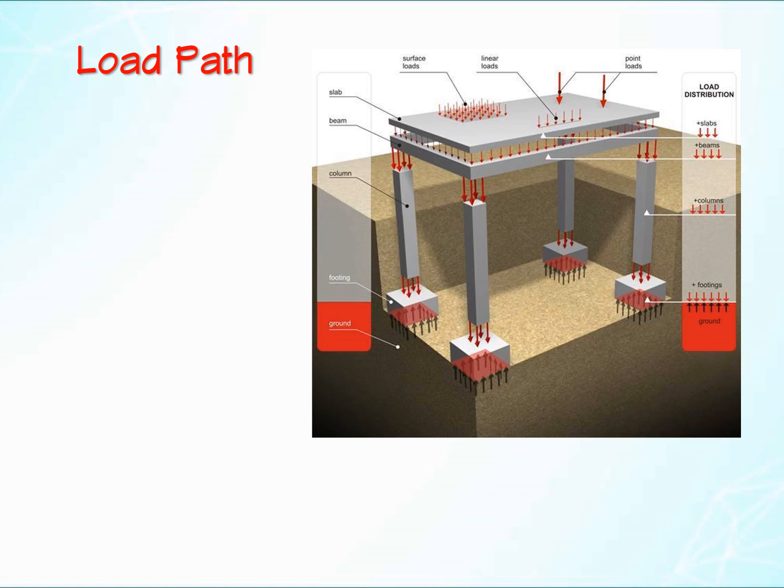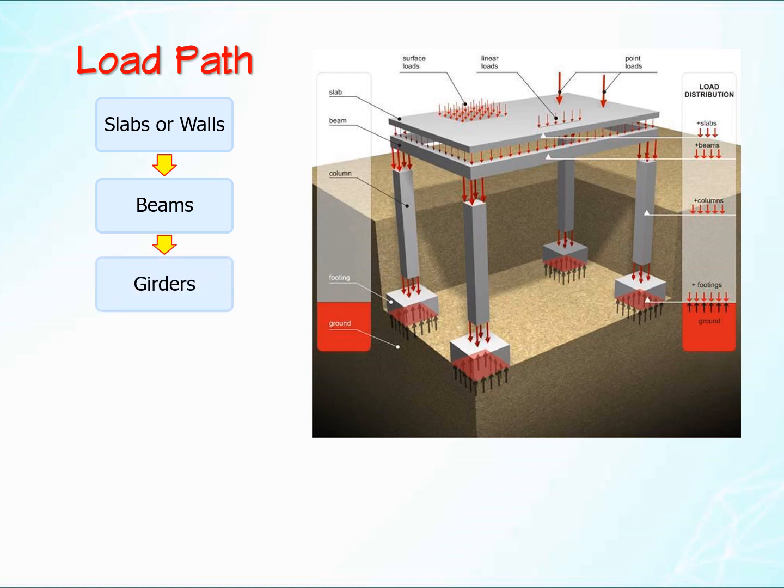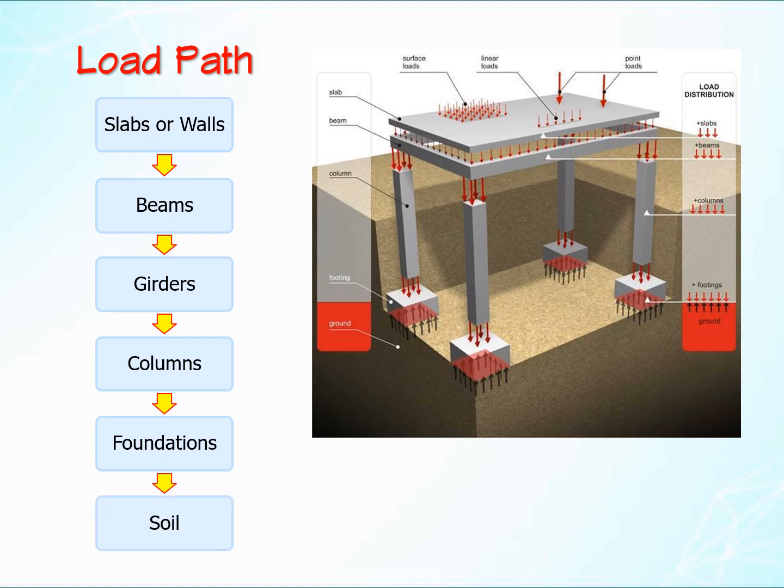Let's look at load path. Usually load is applied on the slab, and the slab is supported by beams, and the beams are supported by big beams or girders. Girders are usually supported by column, and the column transmits their load to foundation, eventually to soil.